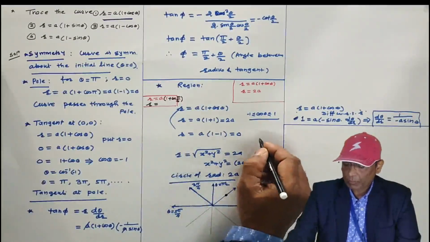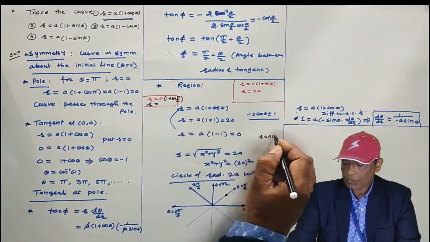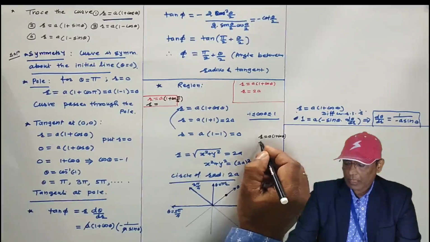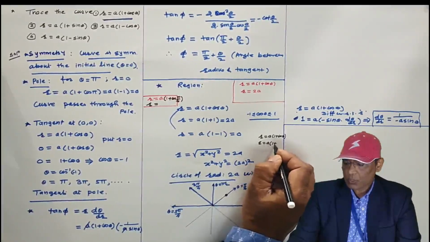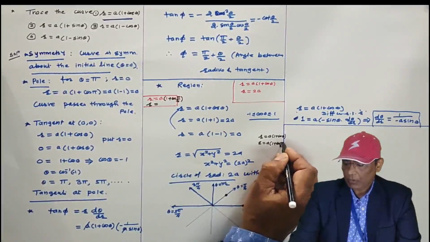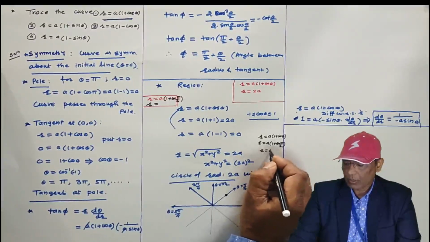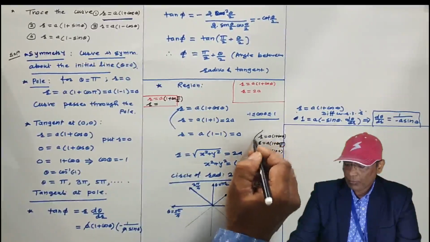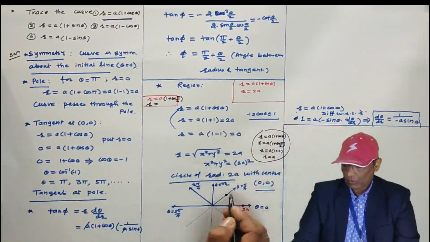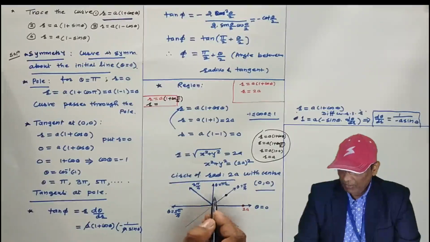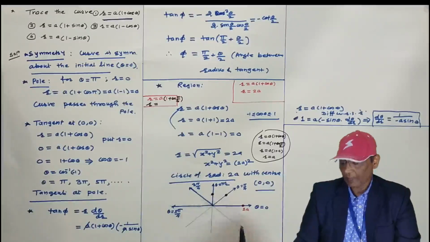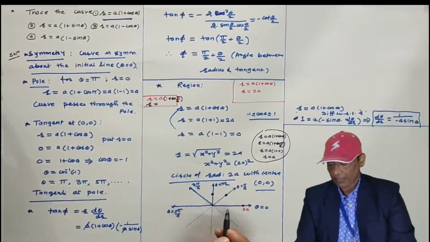If you put theta equal to pi by 2 here, r is equal to a(1 plus cos pi by 2), and cos pi by 2 is 0, so r equal to a. If you put theta equal to pi by 2, you will get the value of r as a, means this much is a, this is 2a, half of it is a. The next point we have.